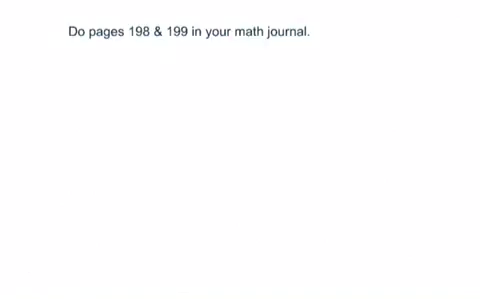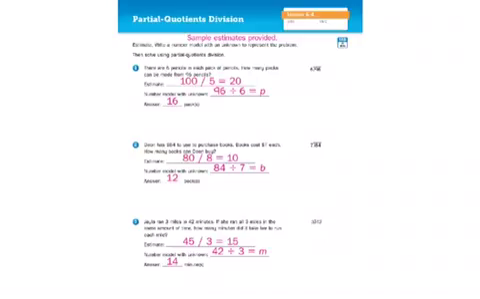When you think you've done your best on 198 and 199, come back and check them using a pen so that when I take a look, I know what I really need to talk to you about in the lesson. Okay? When you're done, come on back. And here you go. Here are the answers to pages 198 and 199.